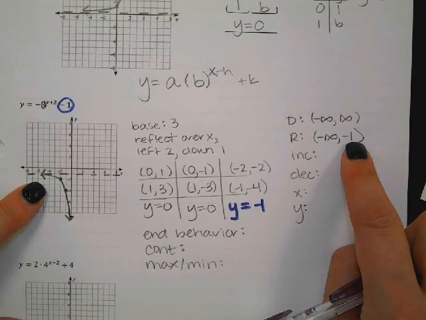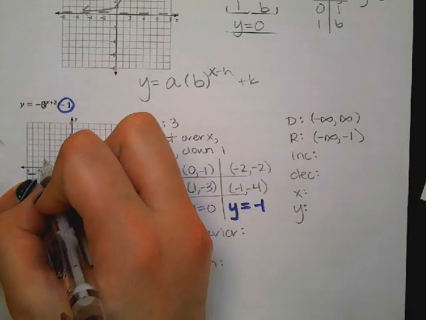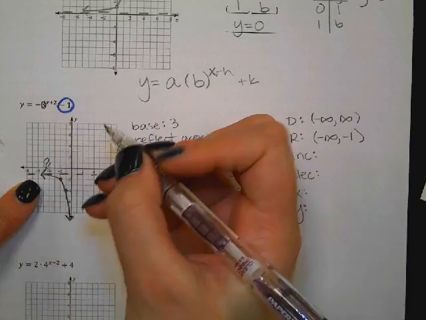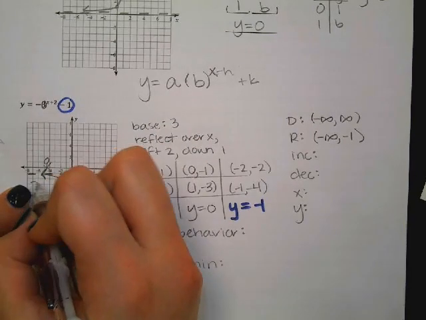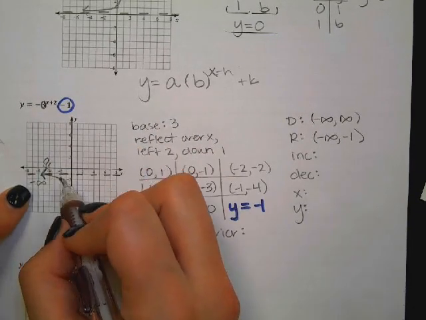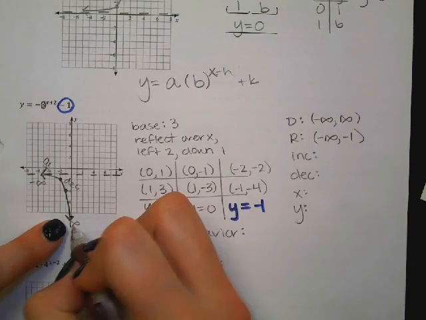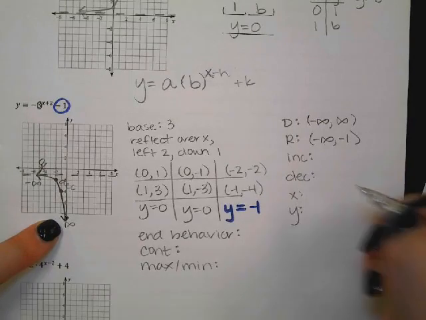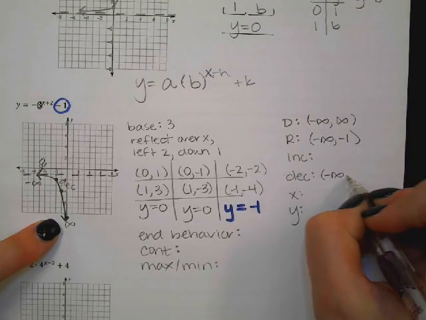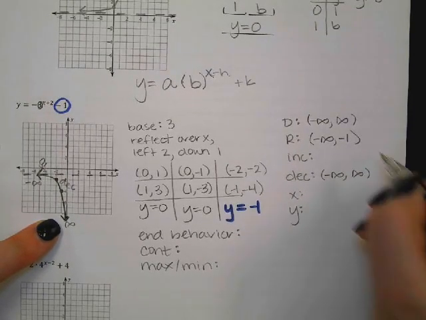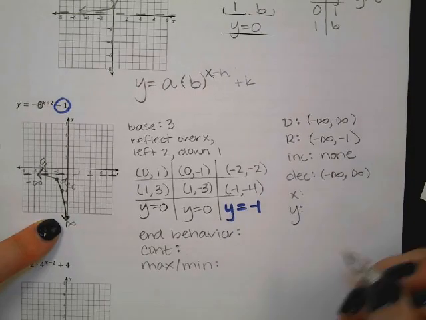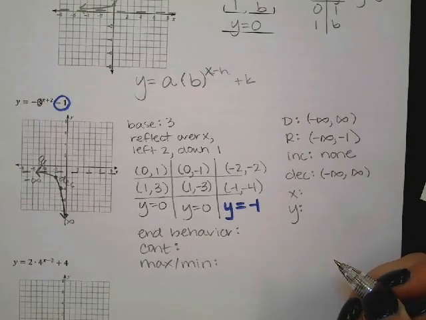When I look at the increasing and decreasing intervals, I can place my little stick figure right here. This is an x value of -infinity. He is walking downhill, and this is a right arrow, so that's an x value of +infinity. And so he's decreasing from -infinity to +infinity, and he's not increasing at all. So the answer for that is none.